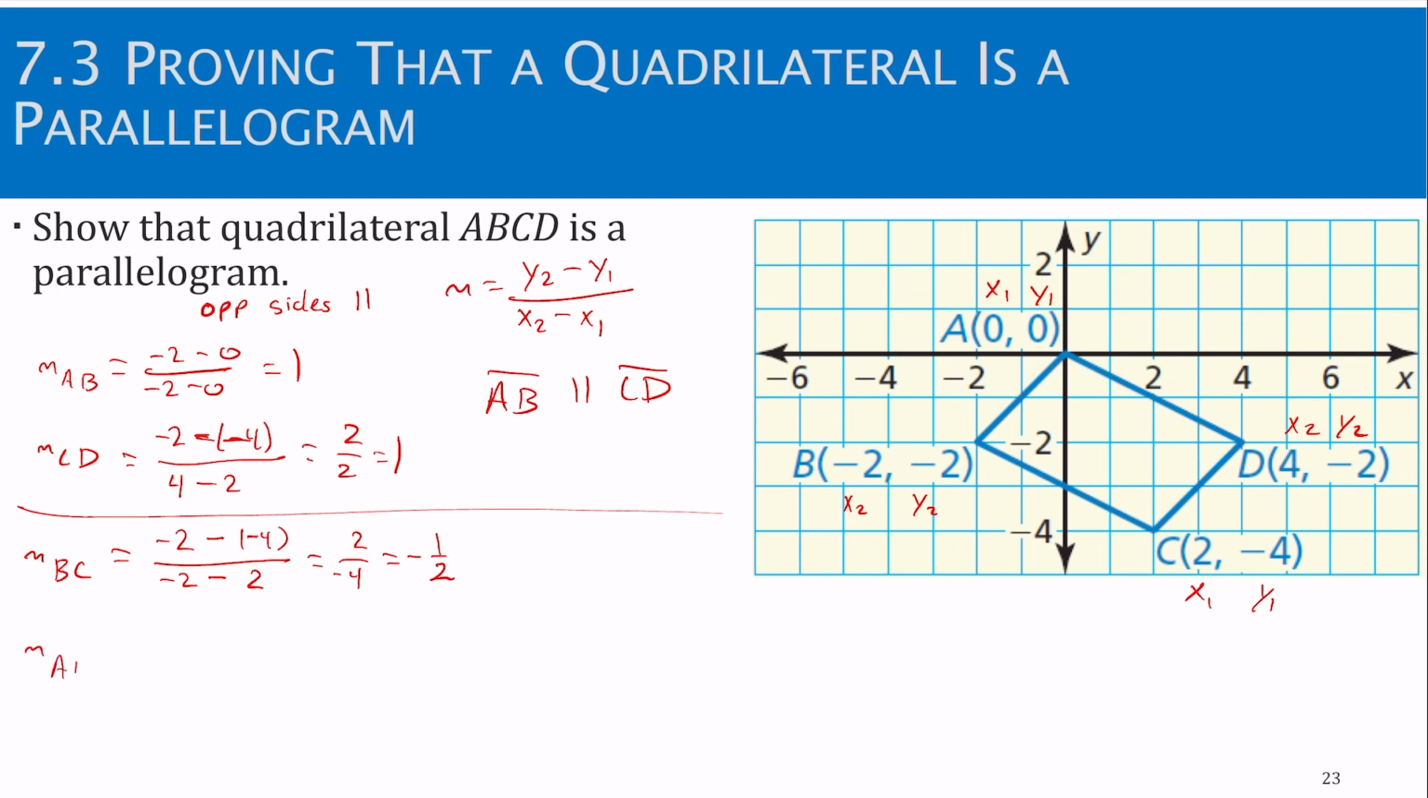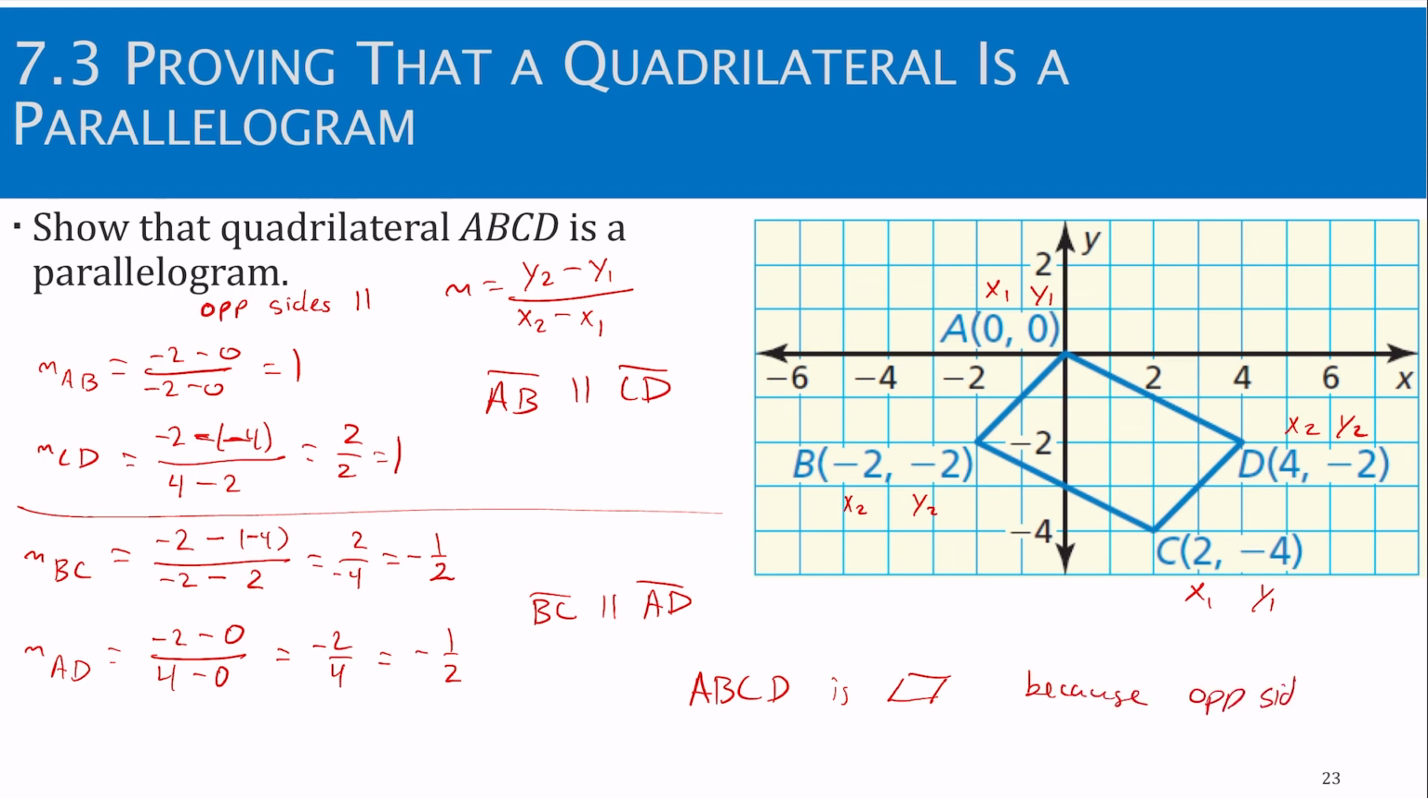Let's go AD. y2 is negative 2, y1 is 0. x2 is 4, x1 is 0. So that's negative 2 over 4 or negative 1/2. Hey, those are the same also. So we know BC is parallel to AD. And therefore, ABCD is a parallelogram because the opposite sides are parallel.